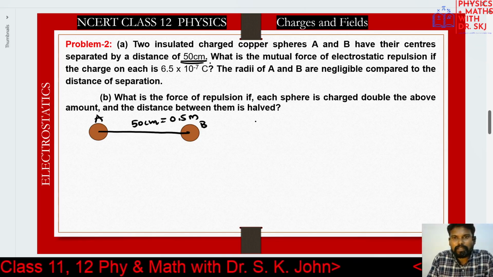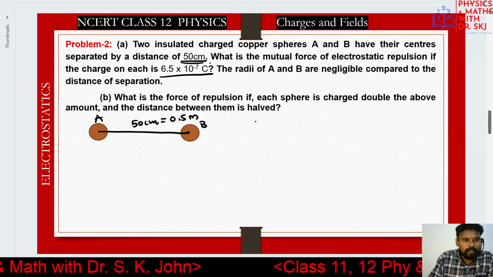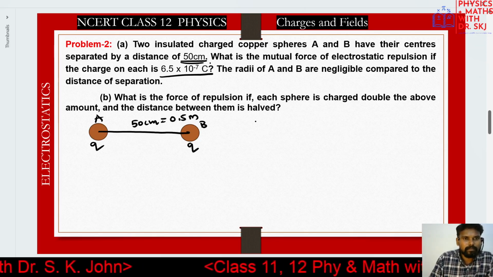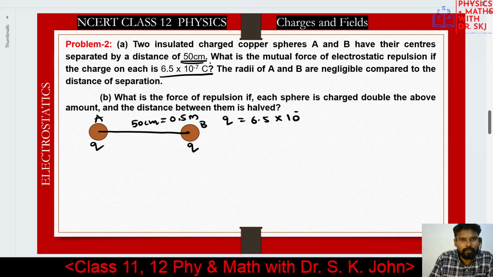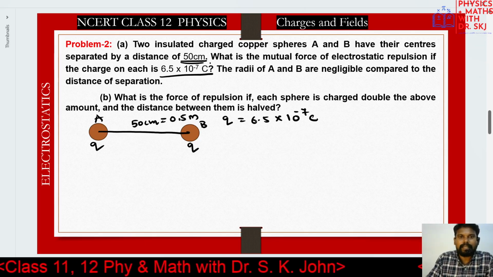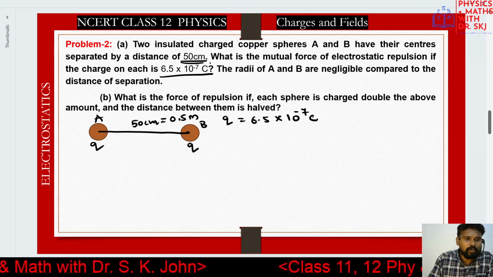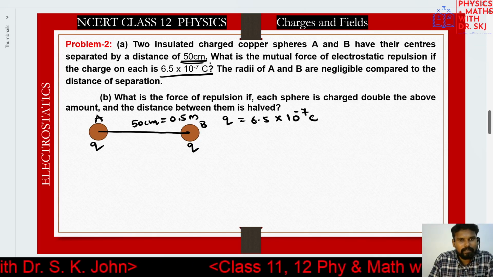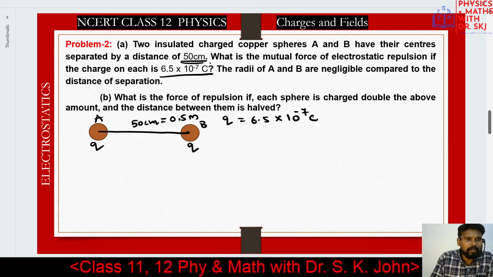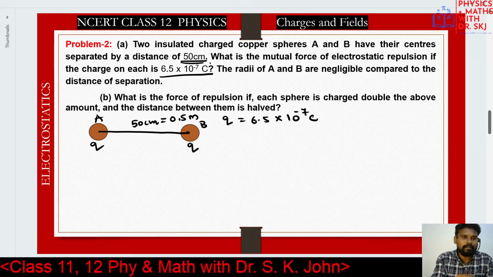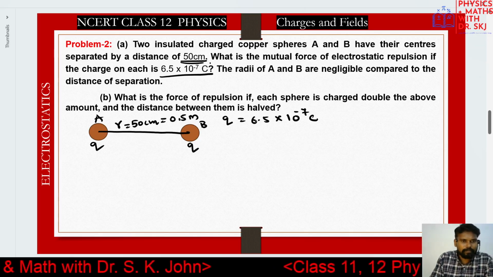What is the mutual force of electrostatic repulsion if the charge on each is this? Let Q be the charge on each, and Q is 6.5 into 10 raised to minus 7 Coulomb. The radii of A and B are negligible. These two spheres are very small, so their radius need not be considered as compared to the distance between them. Distance is 50 centimeter. As compared to that, their radii are very small.